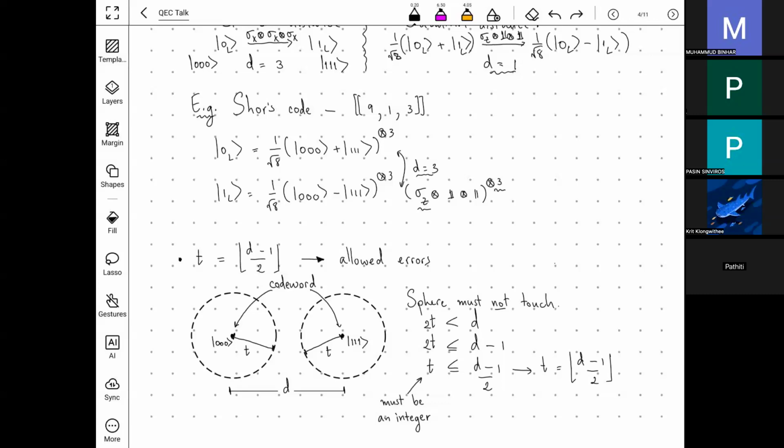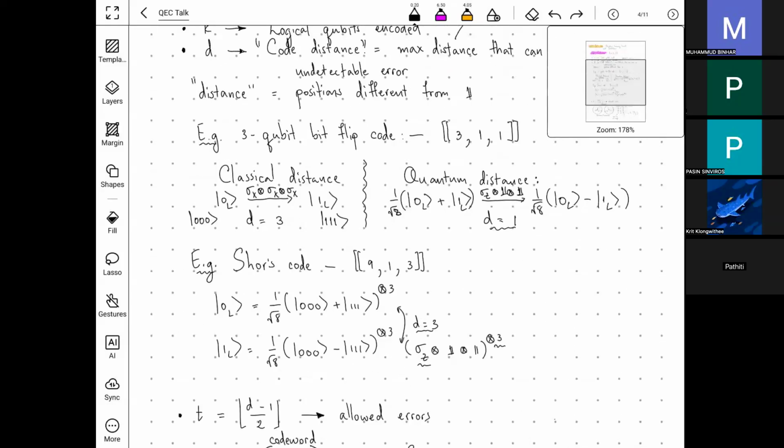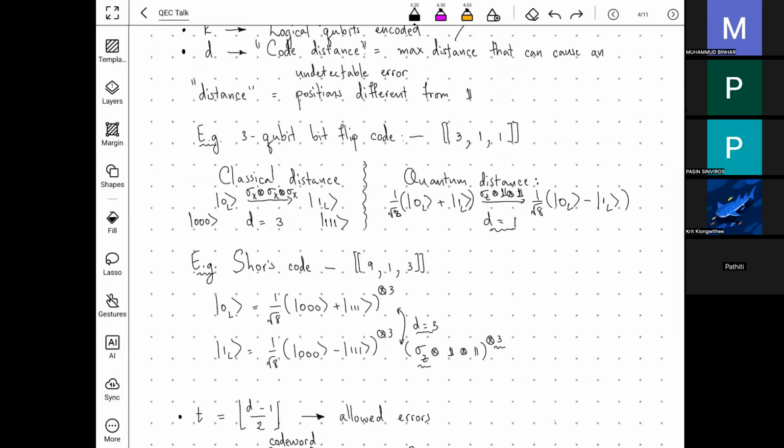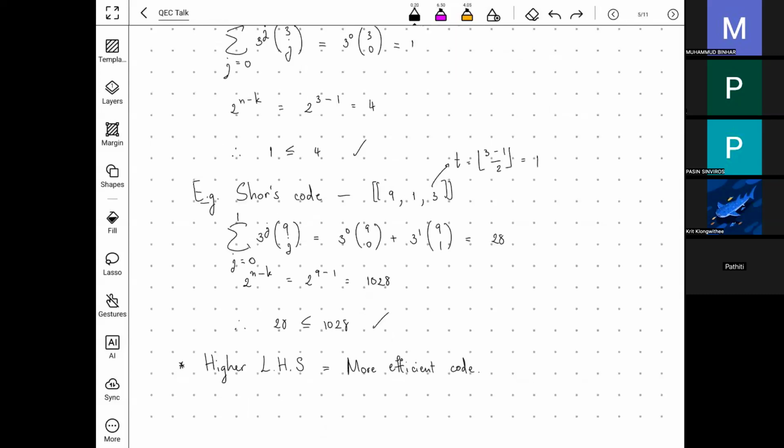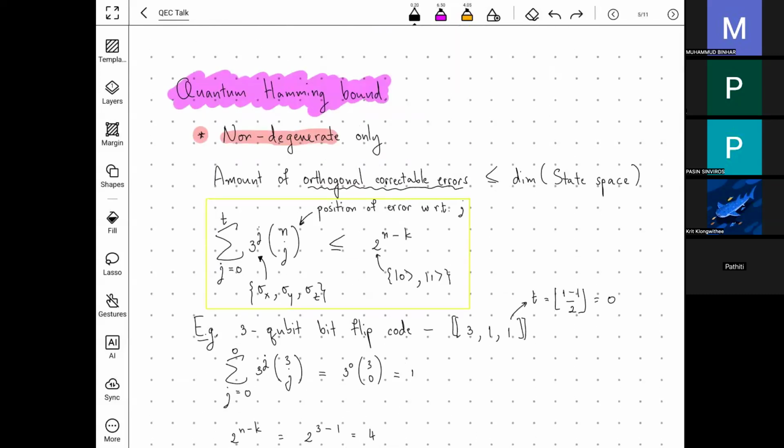Am I making sense? Let me think about it for a bit. Yeah, it makes sense. Maybe the answer is on the next page. No, I don't think the next page has an answer because I just go straight onto the quantum Hamming bound here.